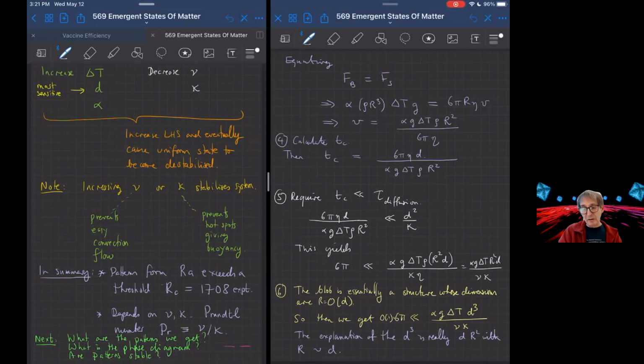So what we want to do next is we want to try to understand something about the patterns that we get. What is the phase diagram of these patterns, and are they stable?